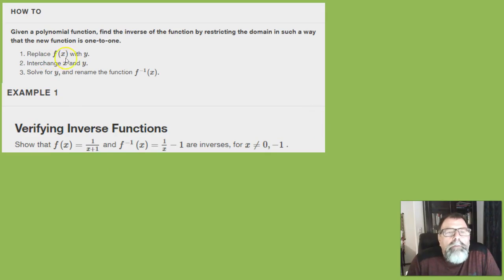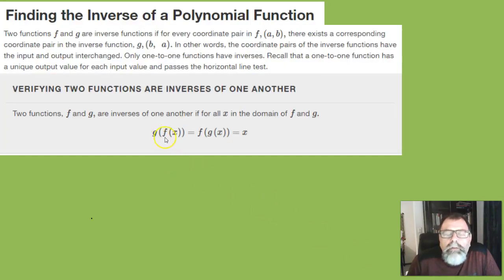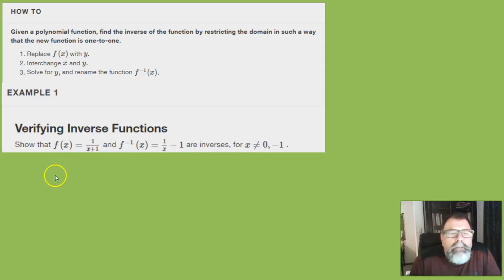Okay, so again, given a polynomial, find the inverse function by restricting the domain. We don't have to do this. What we need to do is verify that these two functions are inverses. We're going to use this rule: f inverse composed with f, and f composed with f inverse. So we're going to do both directions. We have to verify both directions.